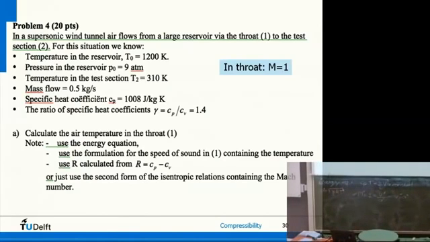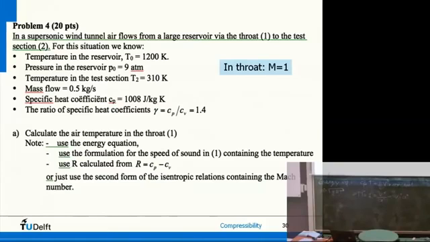The velocity in the throat. If we know the velocity in the throat, we can solve the problem. How do we find the velocity in the throat? We didn't use one thing that was given. Energy equation. Yes. Smart.